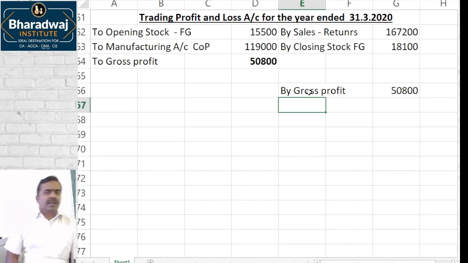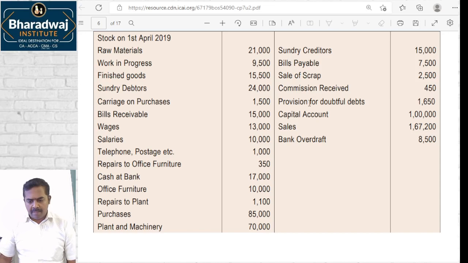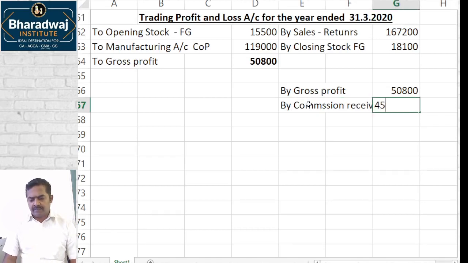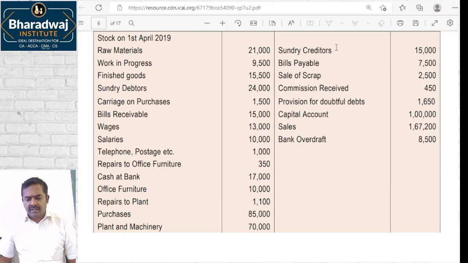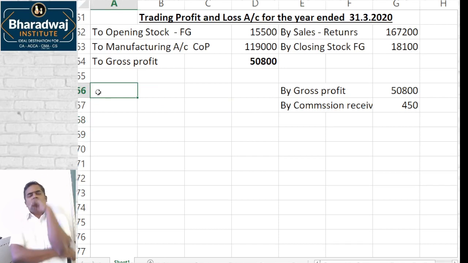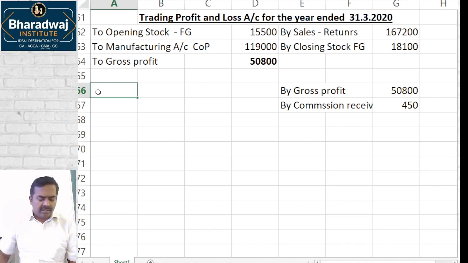What are the things you will record? Any other income? Discount receipt, that kind of thing? Commission receipt. What is the commission receipt? 450. Check the credit side of the trial balance. Do you have any other income? Only one item, commission receipt 450. Then charge all the other indirect expenses. You will get net profit.